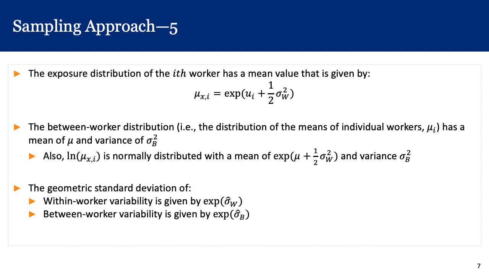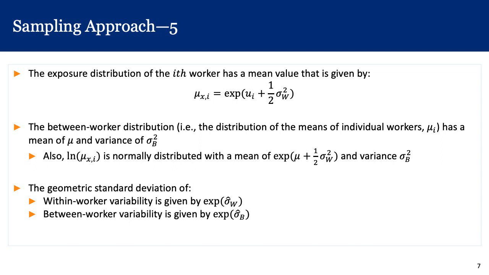The between worker distribution, that is the distribution of the means of individual workers, mu's of i, has a mean of mu, this is the global mean that we discussed in the previous slide, and a variance sigma b squared, which is the standard deviation of the between worker variability. Also, the log of mu xi is normally distributed with a mean of the exponent of mu, which is the global mean, plus 1/2 sigma w squared, which is the within worker variance.